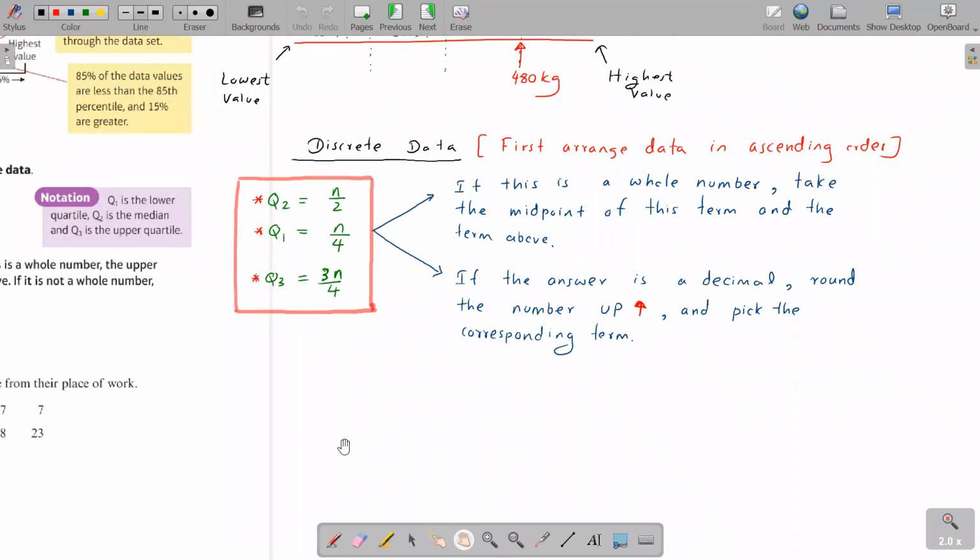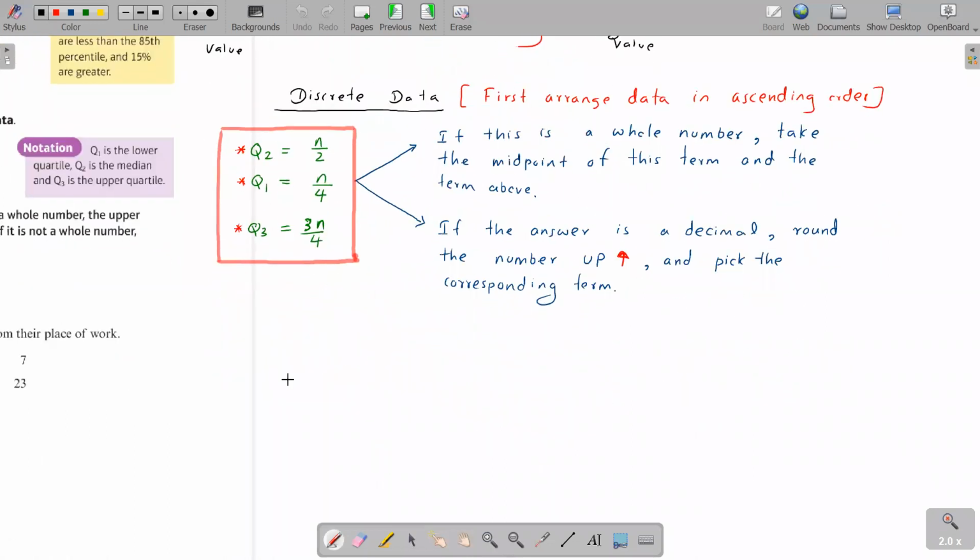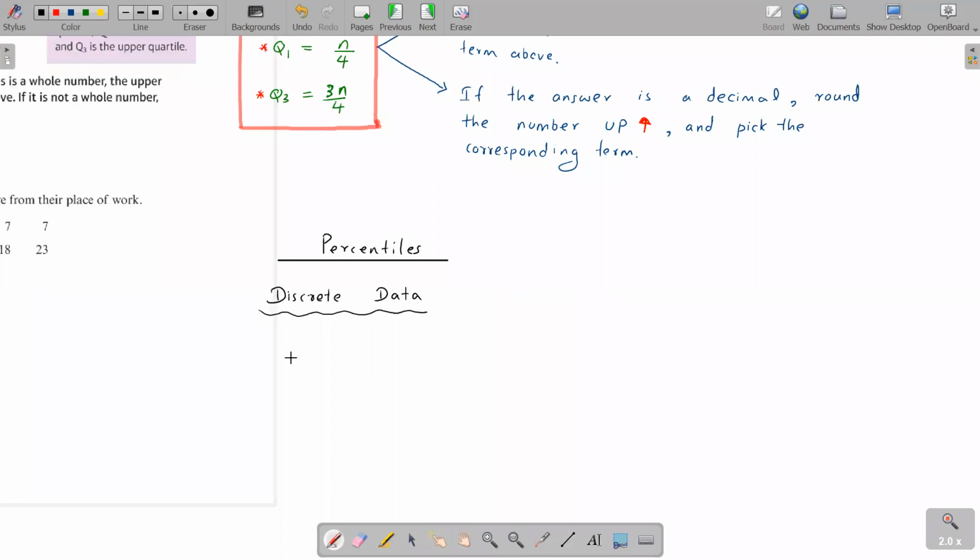Okay, so then the last part of the lesson, I just want to give you a quick note on percentiles. Let's finish it off. So when it comes to percentiles, previously I found quartiles for discrete data. Percentiles, I'll be discussing for both discrete and continuous. So if you're trying to find percentiles for discrete data, the first thing is this.